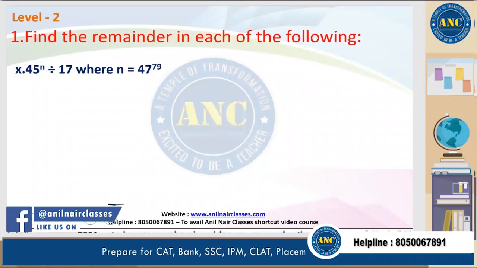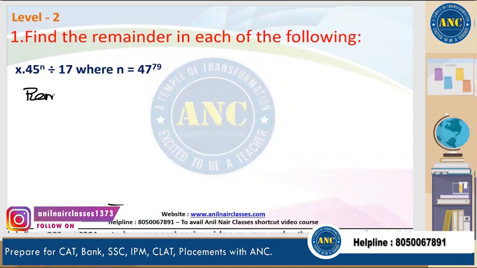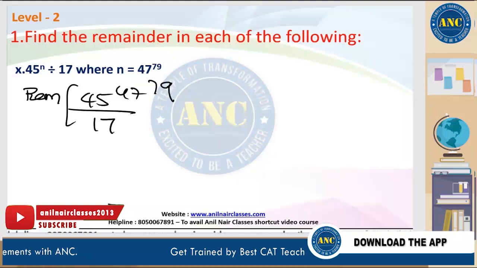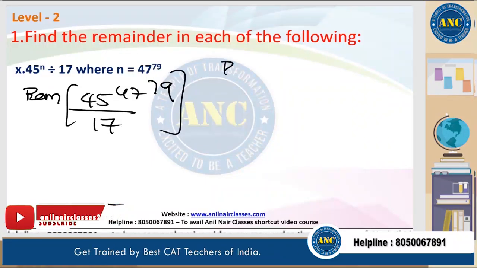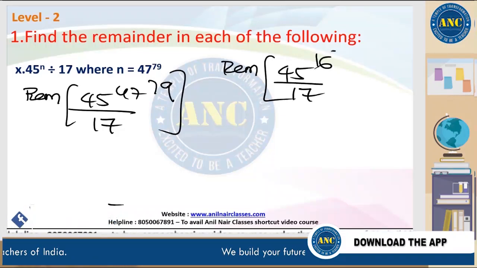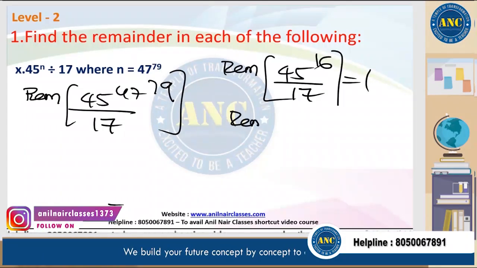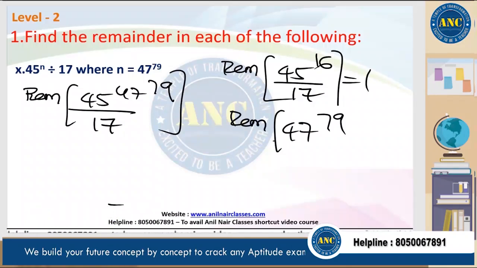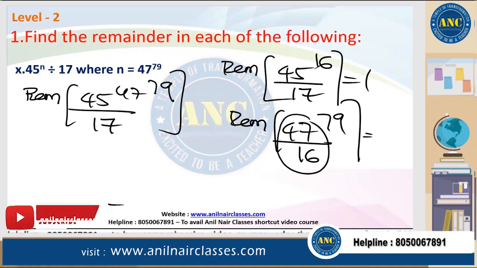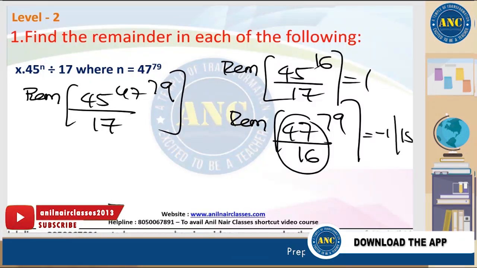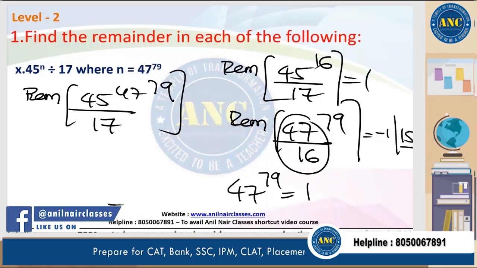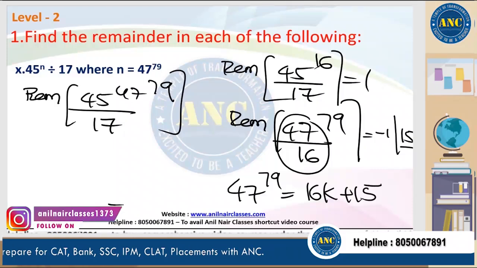Now see the next one, a similar model. 47 power 79 divided by 17. The denominator is 17, so the power will be 16. 45 power 16 divided by 17 is 1. So this will be 47 power 79 divided by 16. 16 threes are 48, minus 1. Minus 1 power odd is minus 1. The positive remainder is 15. So 47 power 79 is nothing but 16k plus 15.